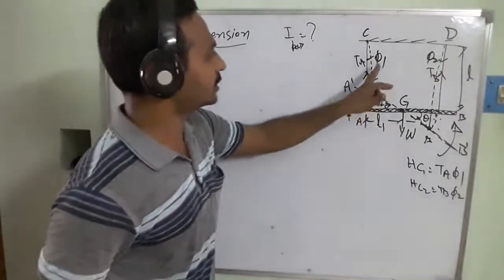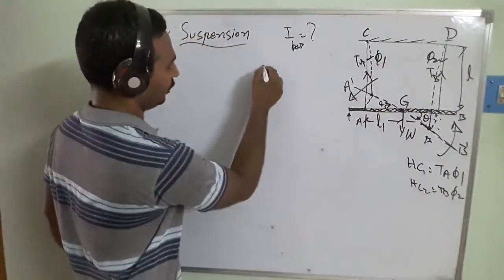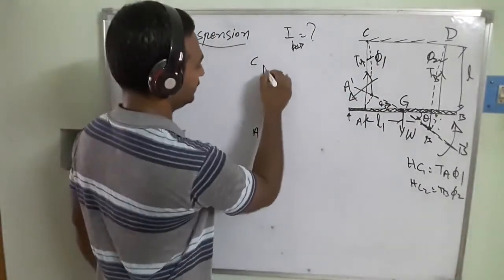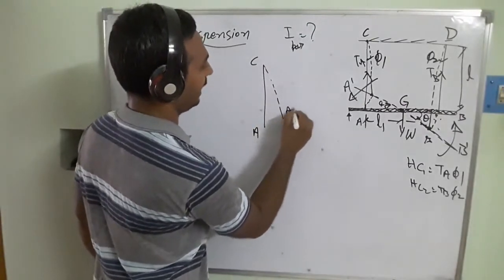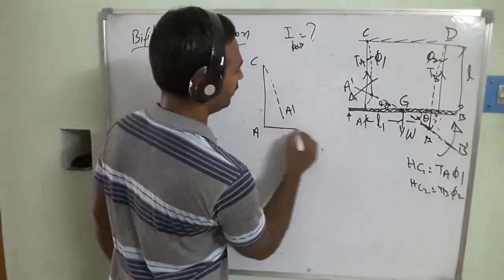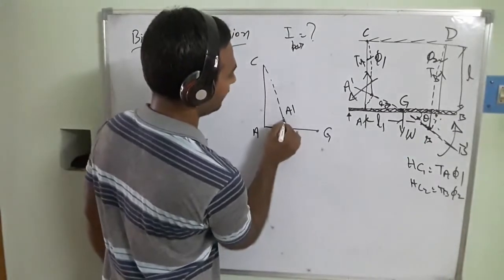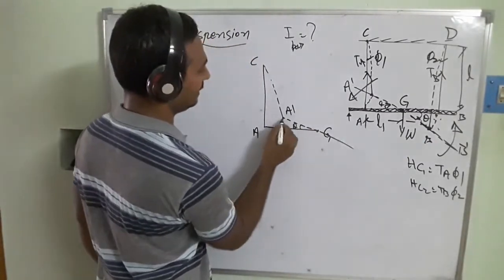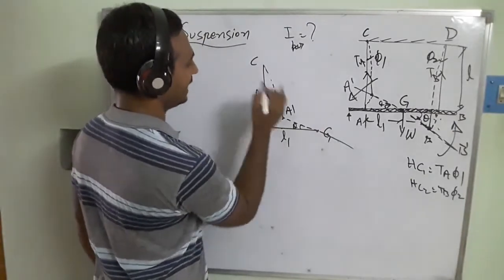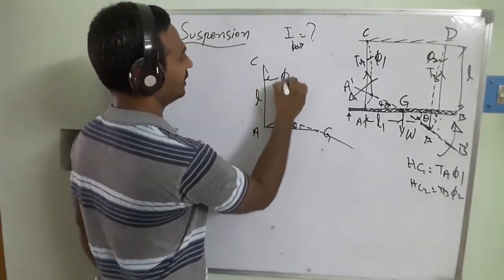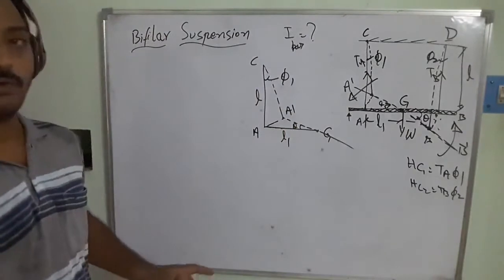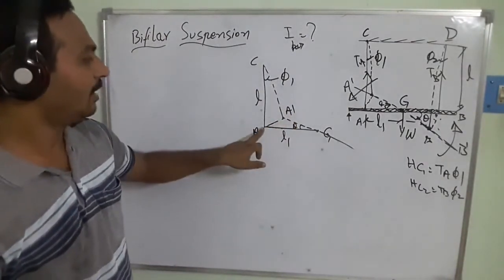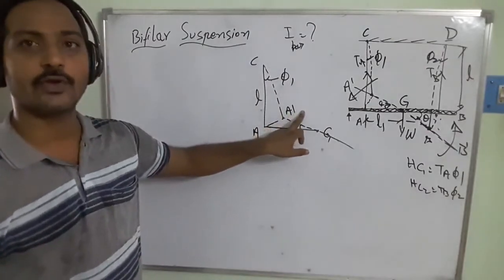In the first case, I am going to take this one. This is going to be your C and A, right? And this is going to be your new position, A dash. And this is going to be the G point, and it is going to be passing through this one. It is making an angle theta, and this is L1, this is the L distance, and this is going to be the phi 1. So in this case, in the triangle AC A dash, A dash is going to be your horizontal component.